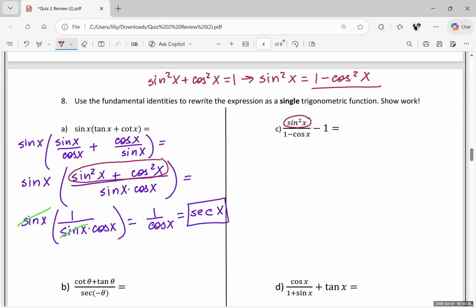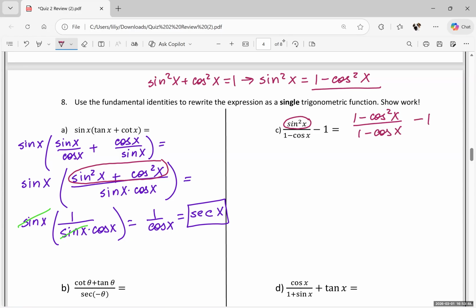So sine squared x will be replaced with 1 minus cosine squared x divided by 1 minus cosine x. Minus 1 is still there. Now, again, you cannot reduce the cosine squared on top and the cosine on the bottom. It doesn't work that way. Math would be a lot easier if it did, but it does not.